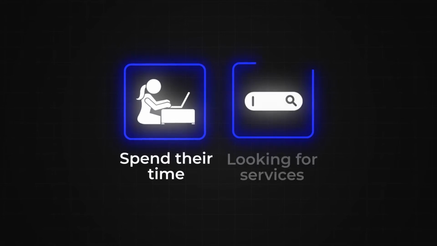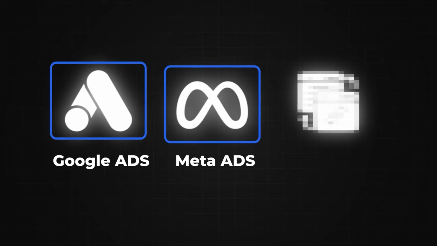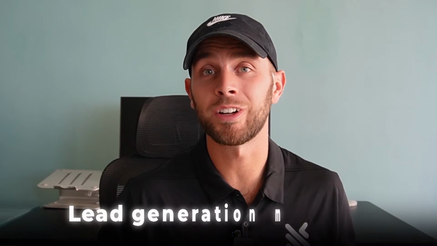We need to talk about where your customers spend their time online, where they're actively looking for services just like yours. Because when you understand that, you can focus your marketing budget on platforms that drive results and not waste a single dollar again. Now, there's three main channels that I recommend for local businesses, and these shouldn't come by any surprise. The three marketing channels are 1, Google Ads, 2, Meta Ads, meaning Facebook and Instagram, and 3, Google SEO. Each channel has its own strengths, and when used correctly, they can work together to create a lead generation machine.